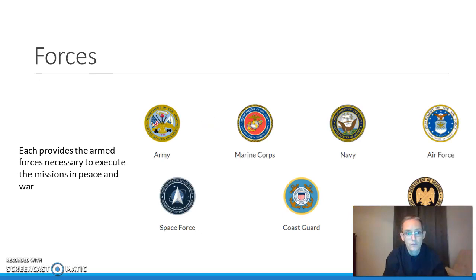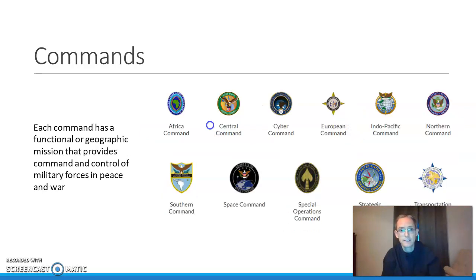So think about that in terms of data and in terms of what we're trying to execute on overall for mission. The forces are broken up into services. So each of these services, each of these forces provides the armed forces necessary to execute missions in peace and war. So the Army, Marine Corps, the Navy, Air Force, National Guard, Coast Guard, and now Space Force all have a responsibility to provide armed forces for their particular scope. Okay, that's their role, and that's why they're separate organizations, because they provide different kinds of armed forces.